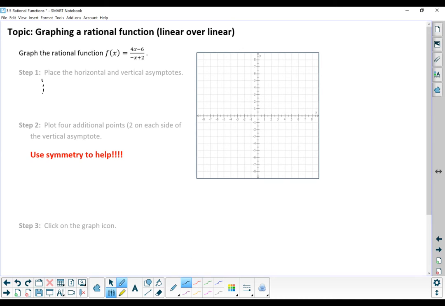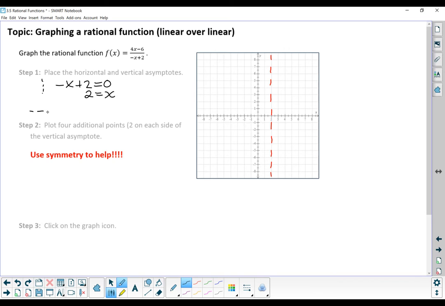it happens because we cannot divide by 0. So we set our denominator equal to 0. I would add x to the other side of the equation to get 2 equals x, and that is our vertical asymptote.